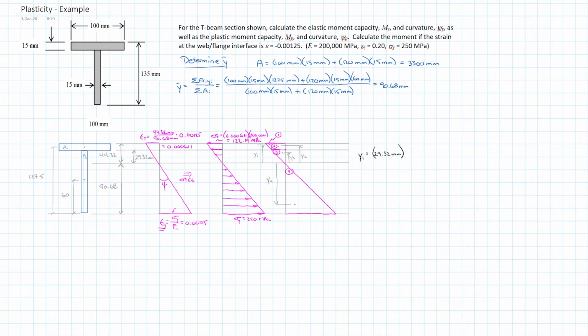And that means that I can go y1 is equal to 29.32 millimeters to the bottom of the flange plus 2/3 the height of the flange, or thickness of the flange, which was 15 millimeters, and gives us a y1 value of 39.32 millimeters. Our y2 is equal to that same 29.32 millimeters between the neutral axis and the bottom of the flange, but in this case it's 1/2 the thickness of the flange, 36.82 millimeters.